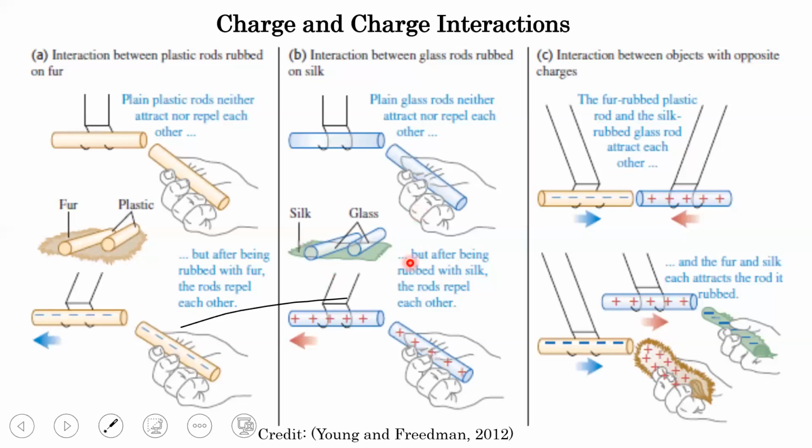And in this scenario, we have used silk to rub glass rods. The silk has removed some electrons from the glass rods to make them positively charged. The electrons that were removed did not disappear. They entered the silk. That means the silk now has excess electrons than it had originally, and that will make the silk negatively charged.